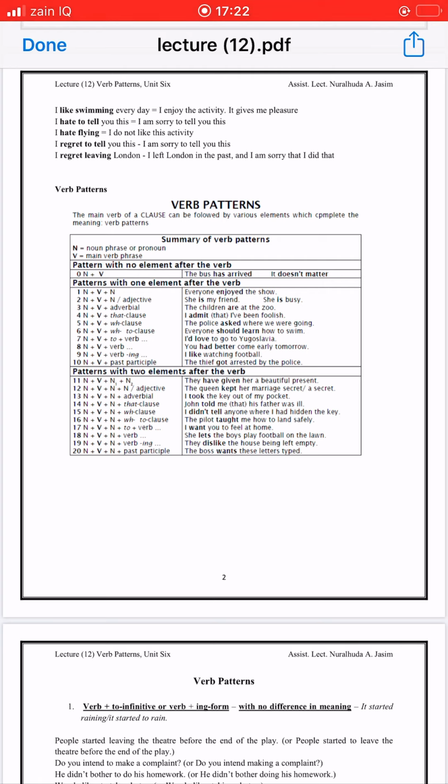I like, for example, reading the book, or, for example, I love you. If I say I love you or I enjoy the show, as in this sentence, I enjoy the show: I is the subject, enjoy is the verb, and show is the object.